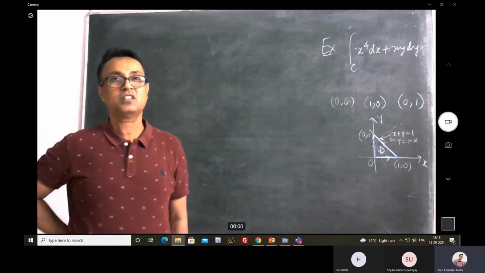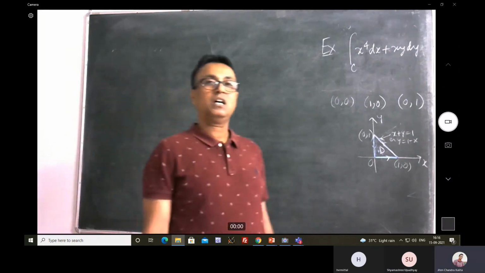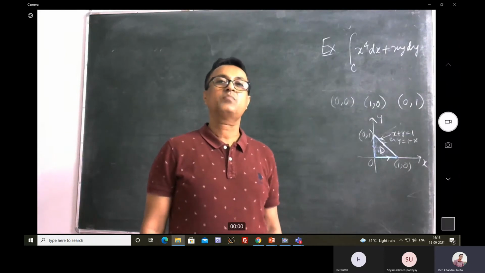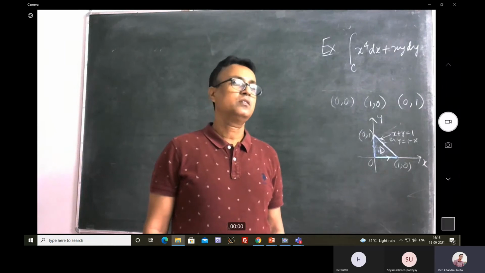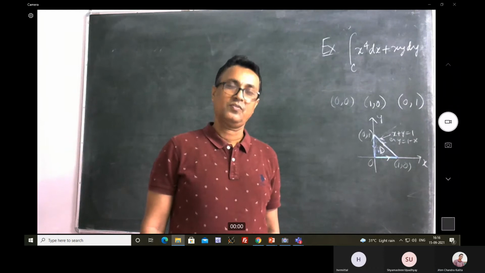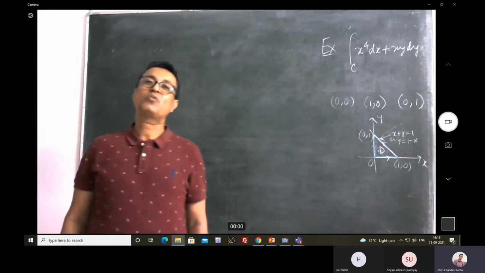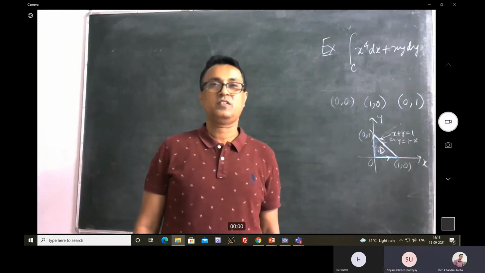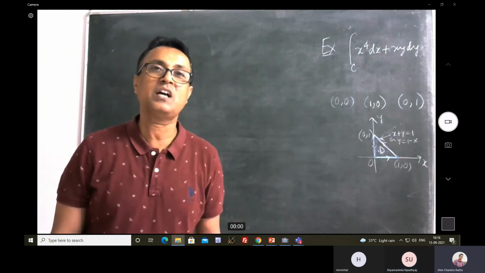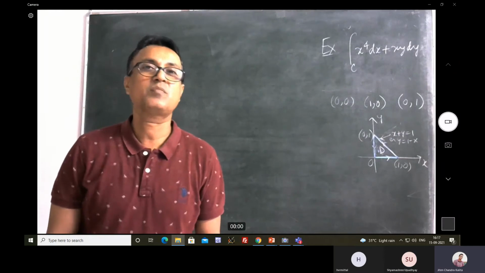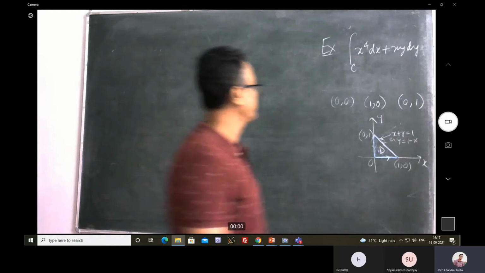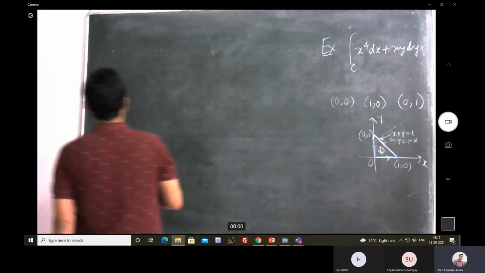Even if it were not, the condition for Green's theorem requires a region bounded by a simple closed curve. It doesn't say anything about the region being simple. The curve has to be positively oriented. That's it. It doesn't matter whether it is a simple region or not, but in this particular case, it is a simple region.